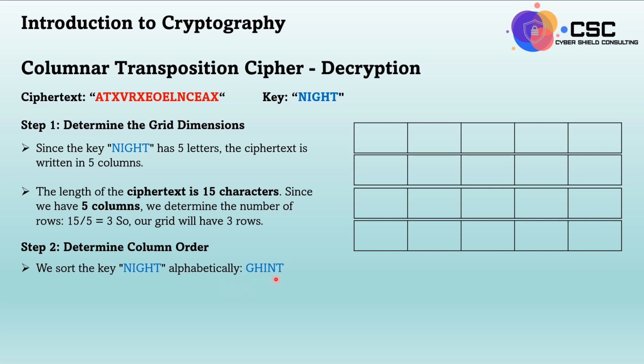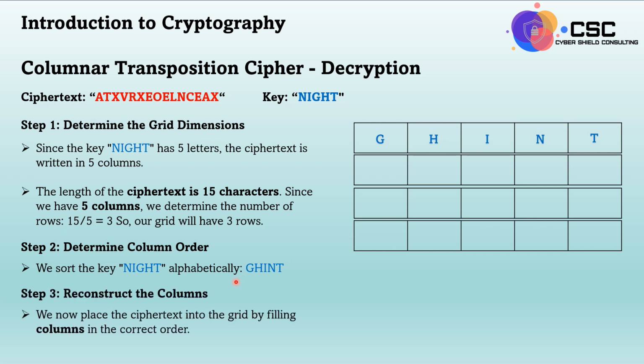Remember, decryption is always a reverse process of what we did previously. So now we need to sort the key NIGHT alphabetically, and put this GHINT into the grid. If you remember when we did the encryption a few minutes ago, this was the last step we did. So now I'm just reversing the process, moving backward to the last step I did in the encryption, and this is what I had at the time. And then I will reconstruct the columns by placing the cipher text into the grid.